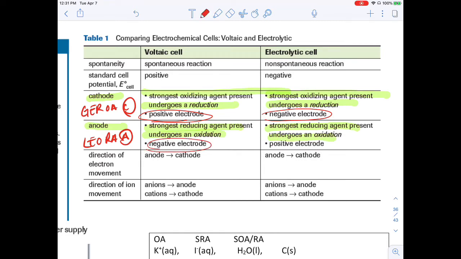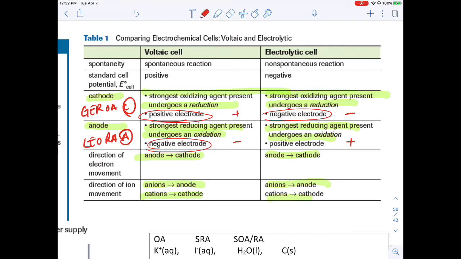For a voltaic cell, the cathode is positive and the anode is negative. But it's the opposite for an electrolytic cell: the electrode that is negative is the cathode and the positive is the anode. Hopefully that will make more sense later. Another similarity is that the electrons are always going from the anode to the cathode, from where they're lost to where they're gained. The anions travel to the anode and cations go to the cathode in both kinds of cells.